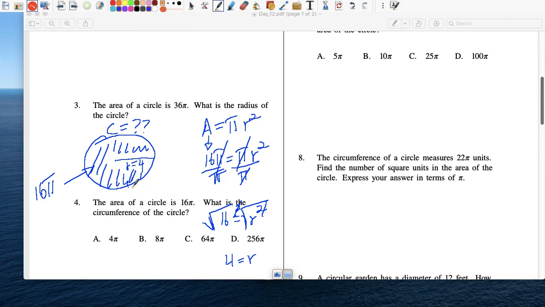I want the circumference. So if the radius is 4, that means the diameter is 8. Right? So once I find the radius, I know the diameter is 8. So now I want to find the circumference. Circumference is pi times diameter. Circumference is pi, and the diameter we just found out is 8. So C equals 8 pi. It's in terms of pi, so you don't have to multiply 8 times pi. Just leave it at that. 8 pi, whatever, centimeters, inches, etc.